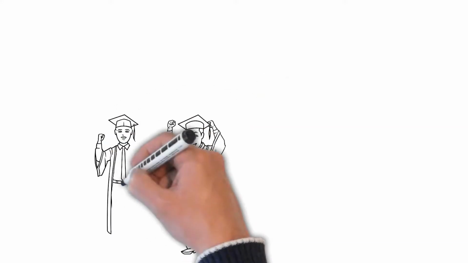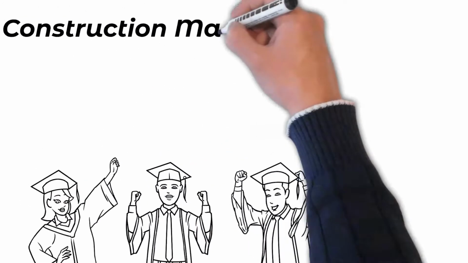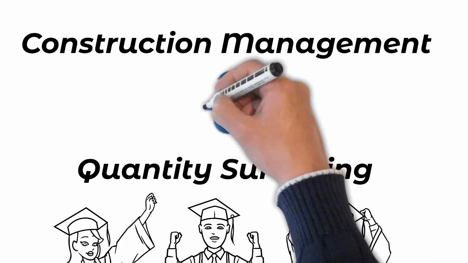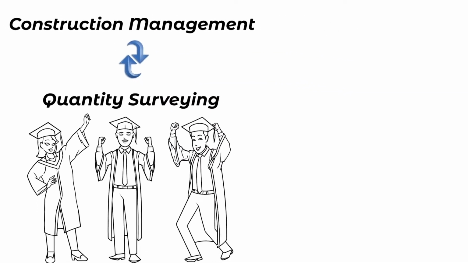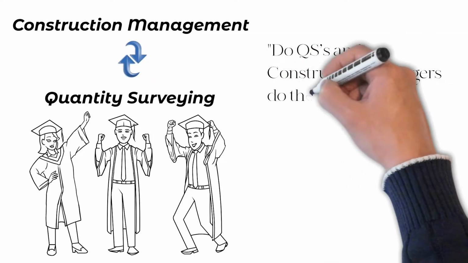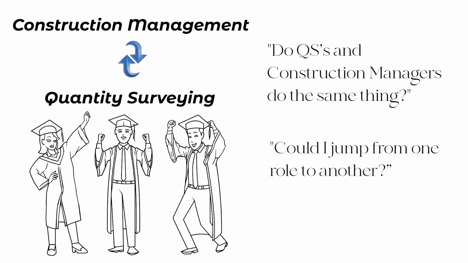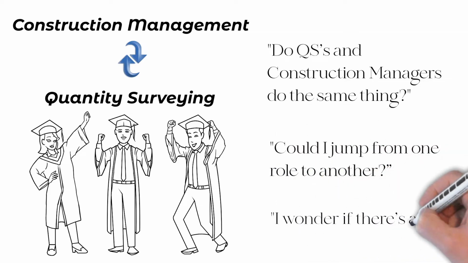If you've completed or are currently studying either construction management or quantity surveying, you may have noticed that a lot of modules are identical. This tends to spark questions such as, do QSs and construction managers do the same thing? Or, could I jump from one role to another? And, I wonder if there's a difference in salary.